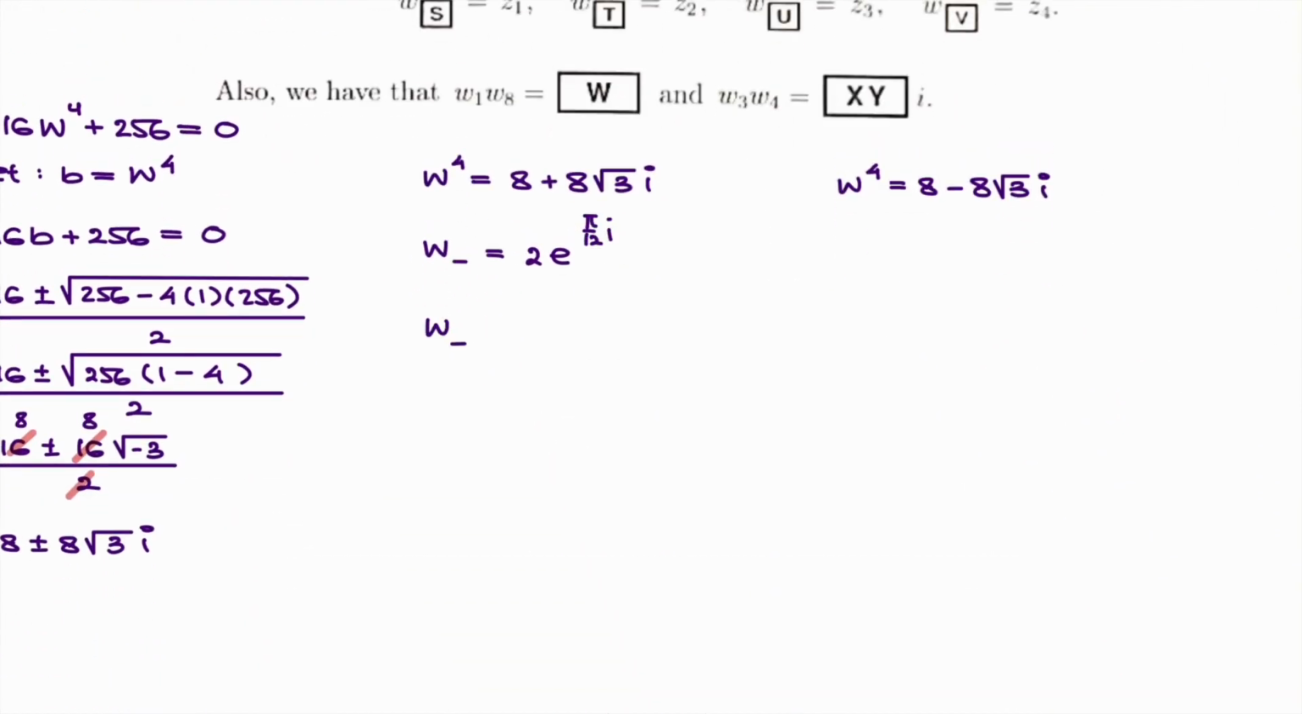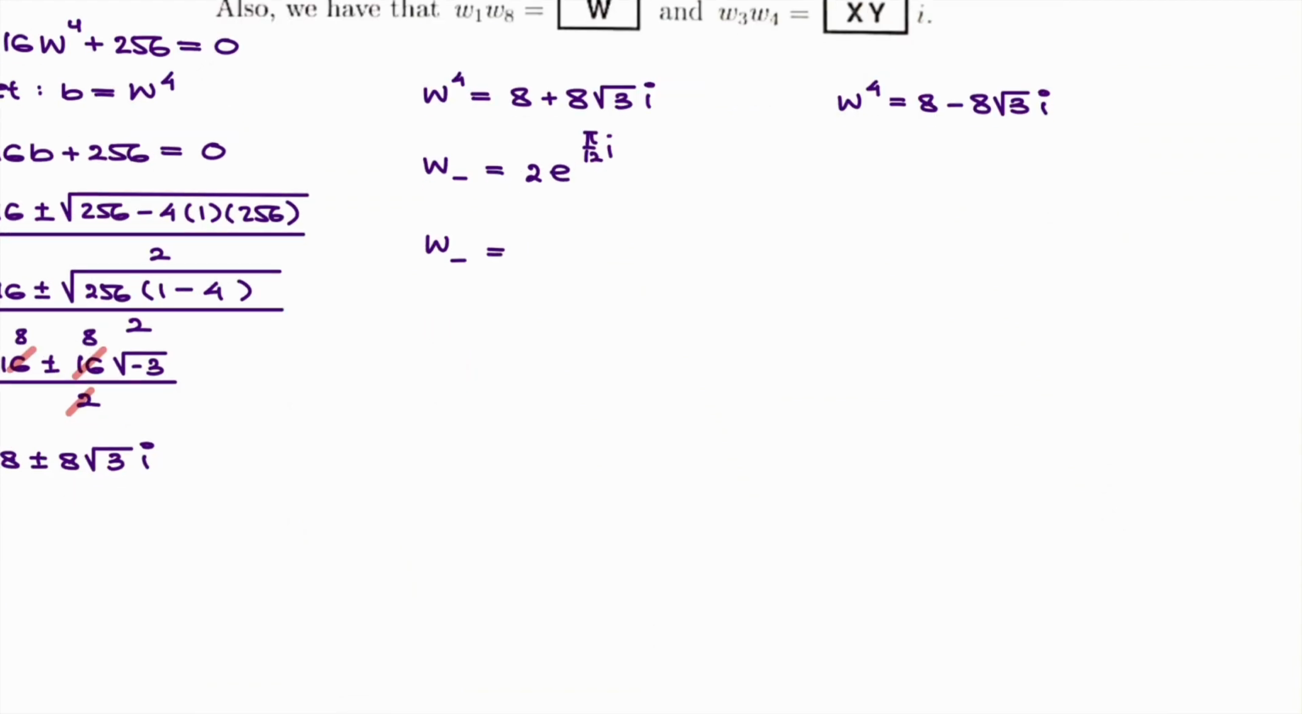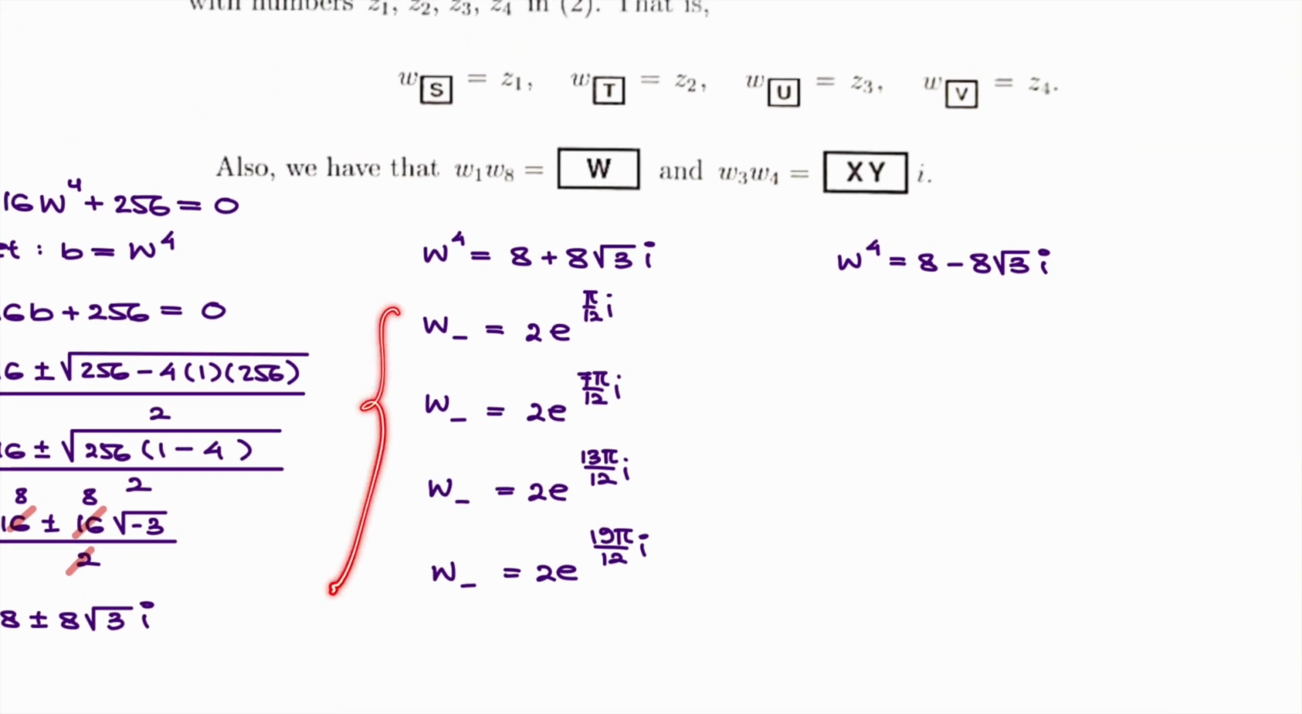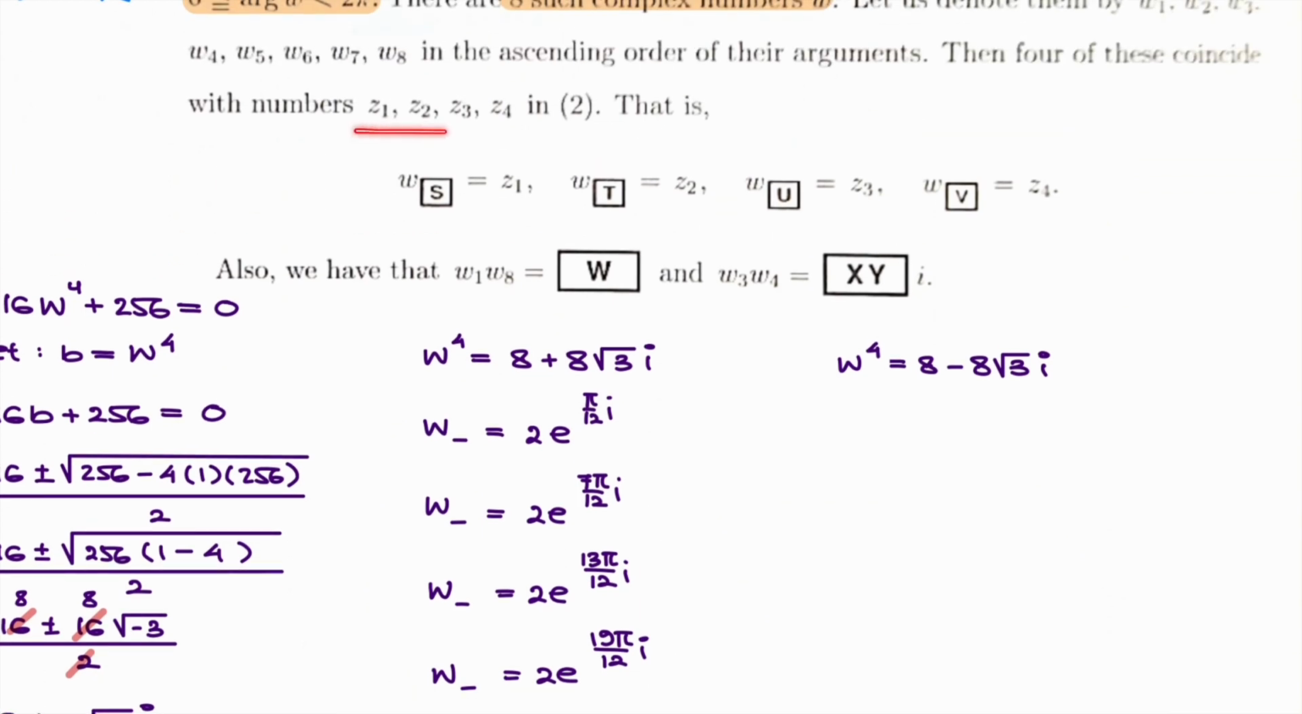And then the second one, we do not know which w here. 2e to the power of 7 pi over 12i. And then the third one is 2e to the power of 13 pi over 12i. And then the last one is 2e to the power of 19 pi over 12i. These are the first 4 solutions for W. These solutions coincide with, or are the same as, Z1, Z2, Z3, and Z4.